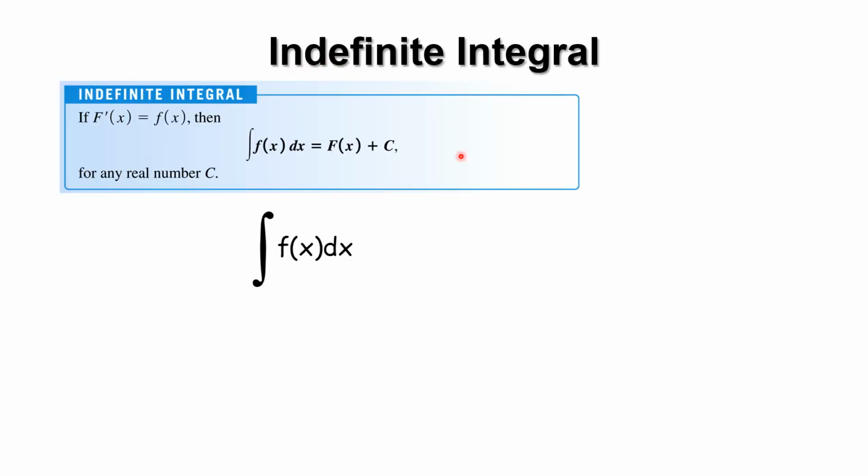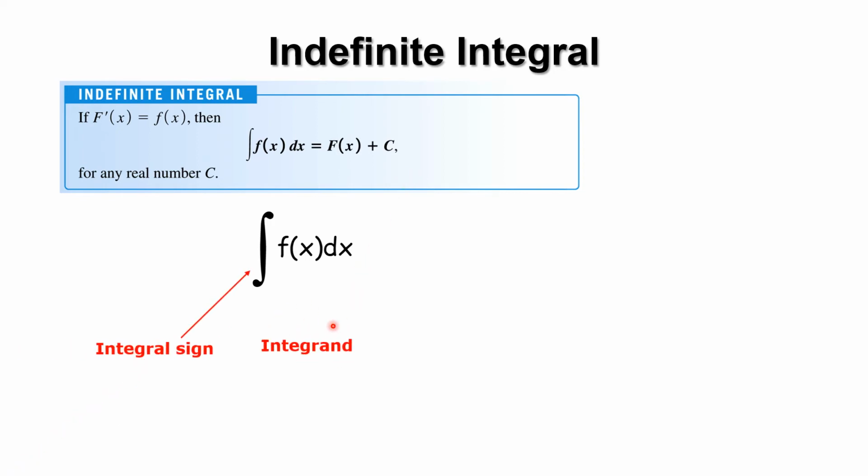Indefinite integral. An indefinite integral simply means that when you integrate a function with respect to x, your resultant will be the integrated function added with the constant of integration, which is known as C. Just to take note, C only exists for indefinite integrals. C does not exist for definite integrals, which we will look at in the later slides.